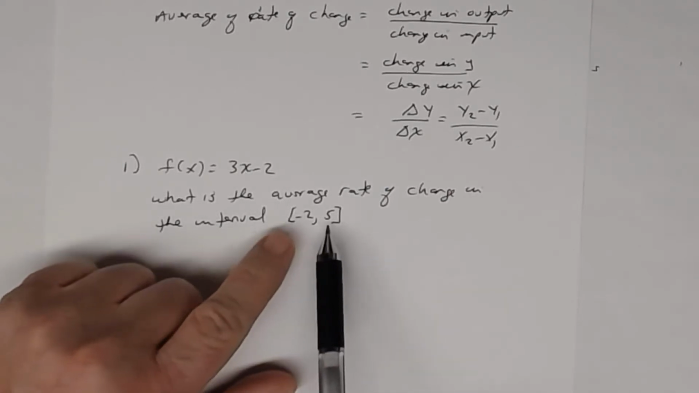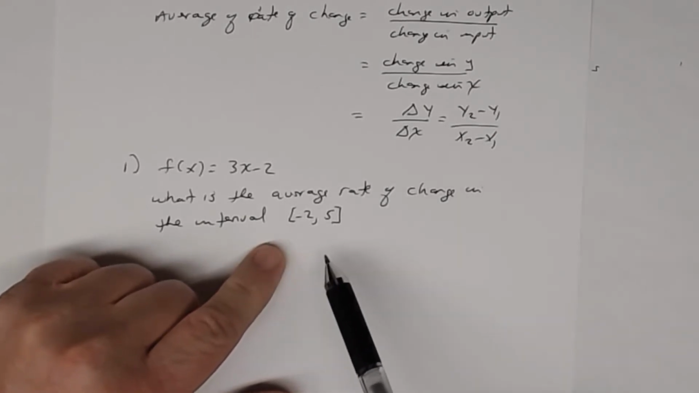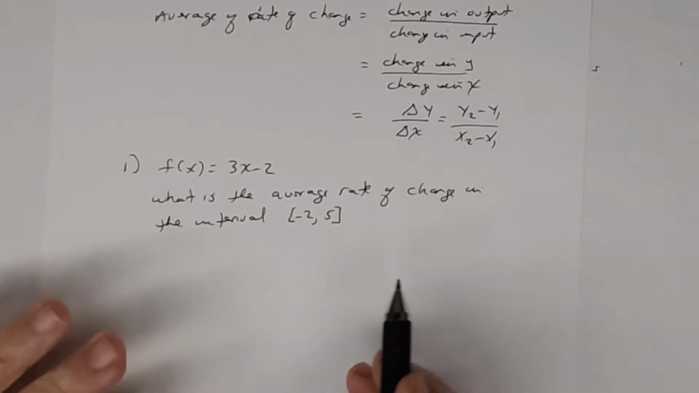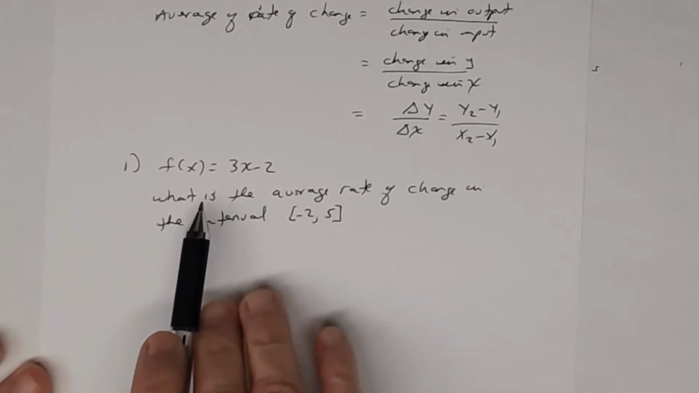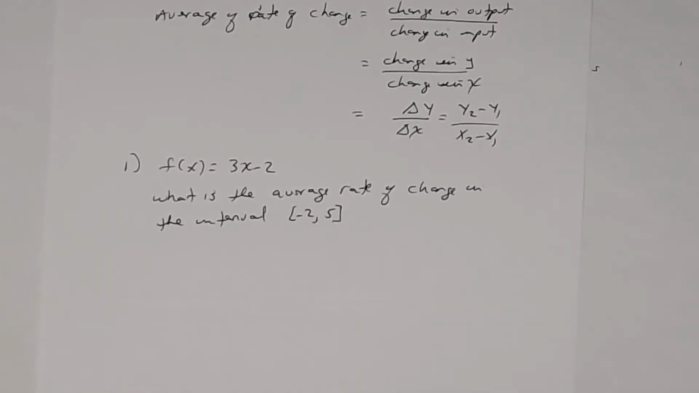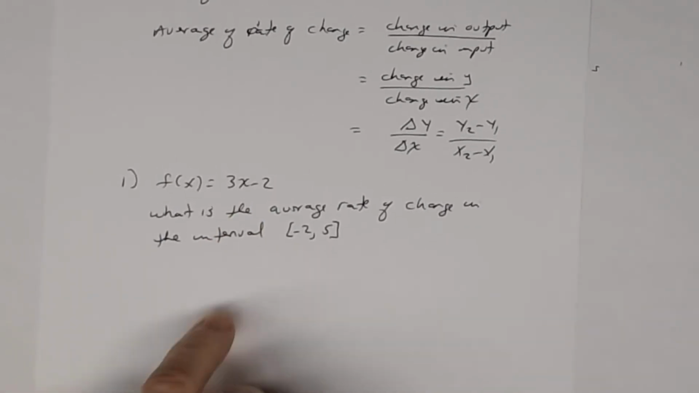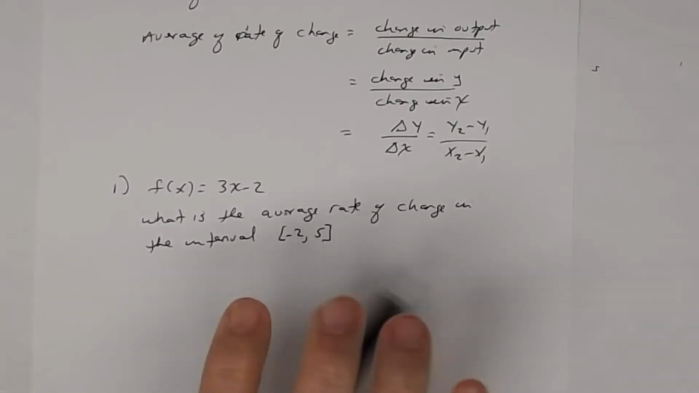Now, just to let you know, notice you have brackets here. You could see an open interval instead. So these could easily have been parentheses, but it doesn't matter whether it's brackets or parentheses. You want to know what is the average rate of change in the interval from -2 to 5. So if I'm going to find the average rate of change of this function from -2 to 5, I've got to first of all find those y values as well. So here are those endpoints.